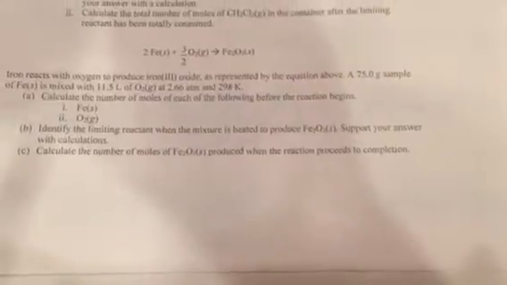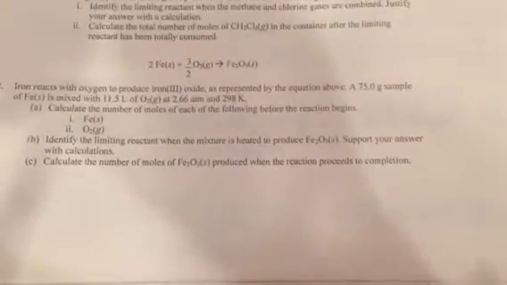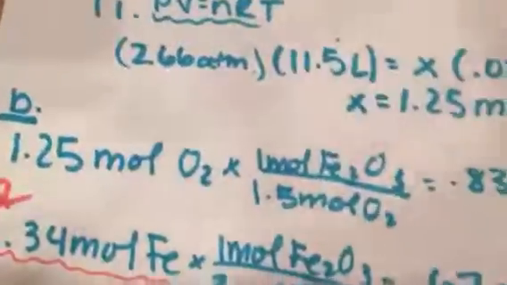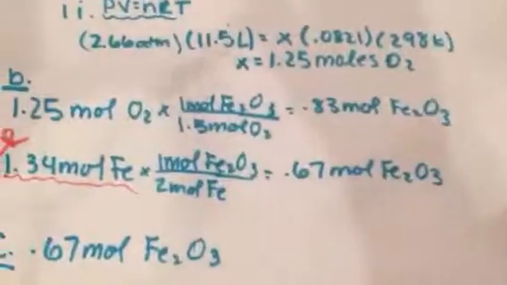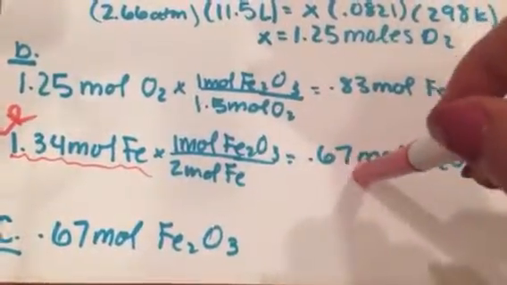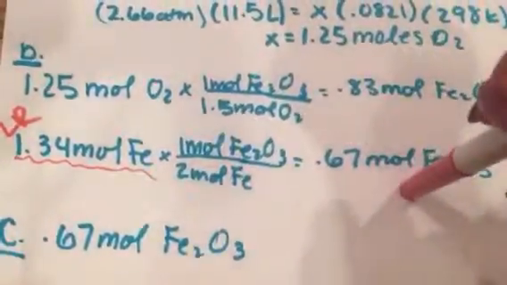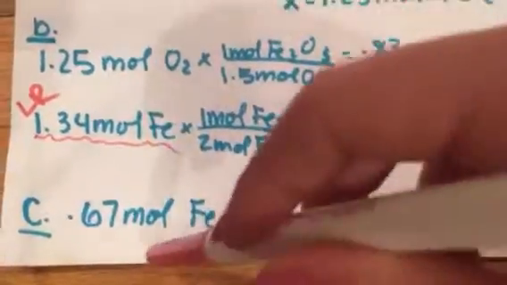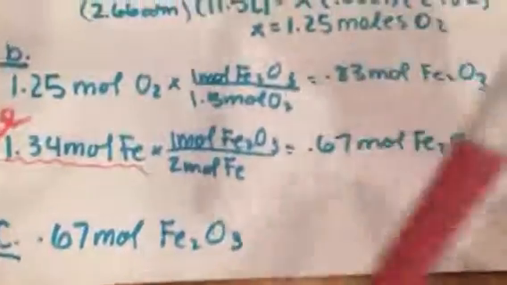Okay, and then part C, calculate the number of moles of Fe2O3 produced when the reaction proceeds to completion. And so, since for part B, I had converted them already into moles, we're just going to use our limiting reactant's answer as the number of moles that is produced, which is 0.67 moles of Fe2O3.